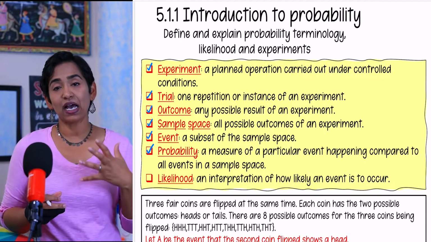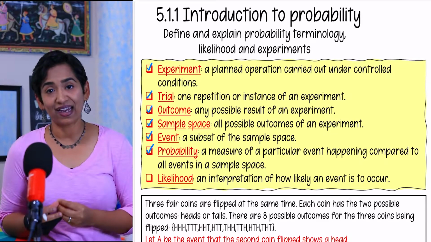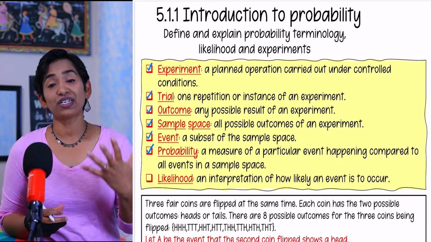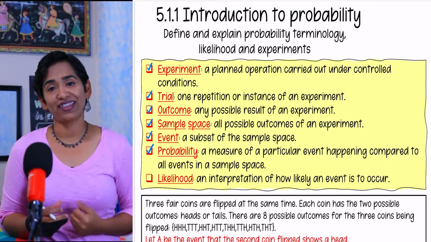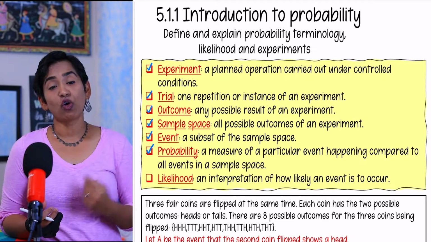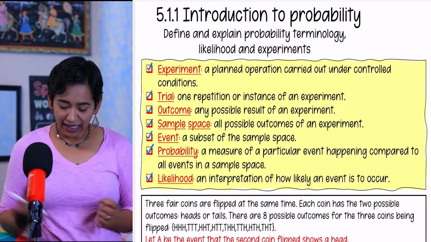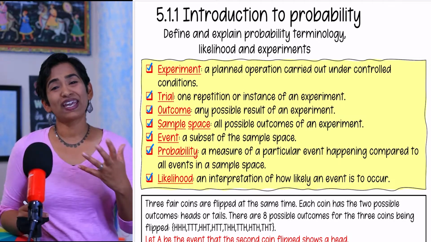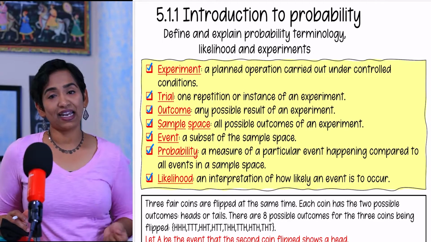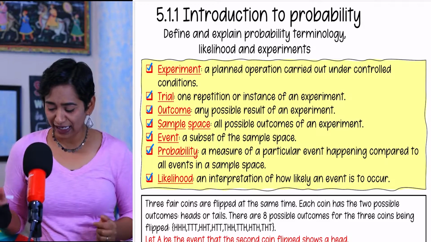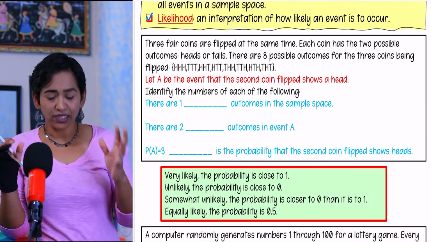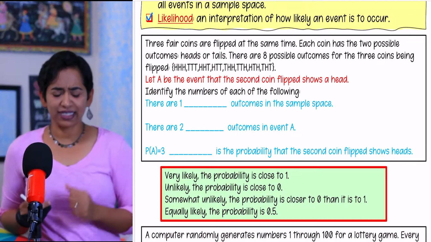Probability is how likely that event will happen. What's the percentage? What's the fraction that event will happen is called your probability. Likelihood is you are guessing how likely that event is going to happen. All right. So that's too much terminology. Now let's go ahead and take a look at the problem.